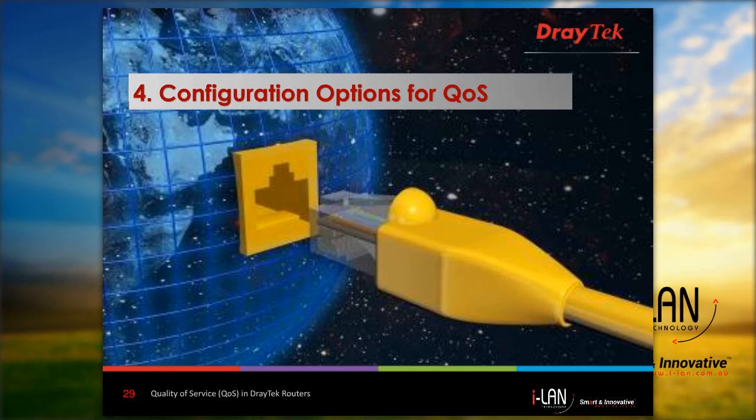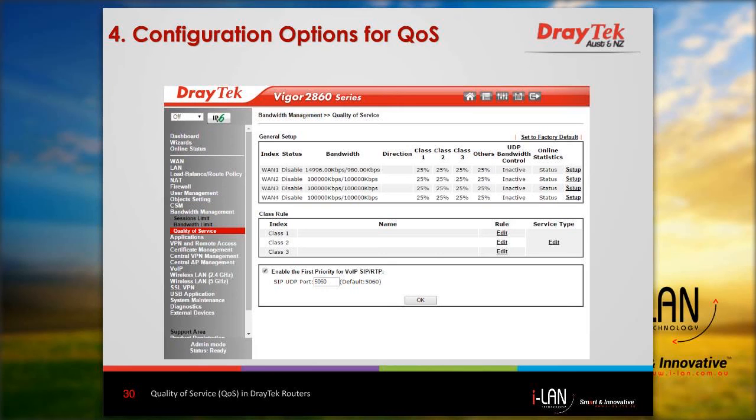Now just quickly go over some of the configuration options for QoS in DrayTek routers. For DrayOS routers such as the Vigor 2860 that I've got shown here, the QoS settings are done in the bandwidth management and quality of service configuration menu. And you'll notice there are 3 sections on this page.